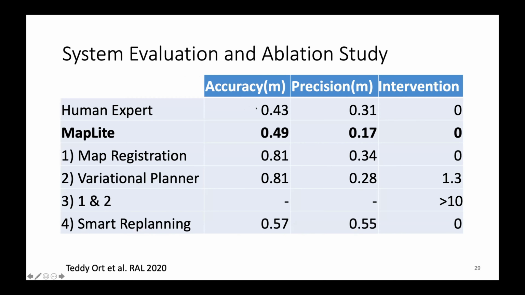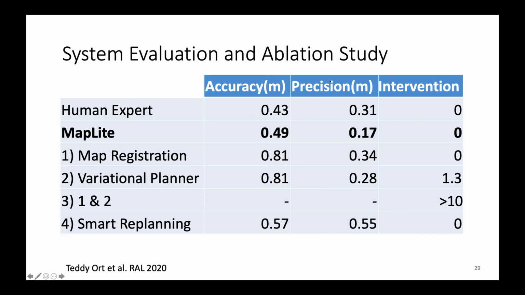So we evaluate a few variants. We evaluate a human expert, and we evaluate the MapLite system. And all of the rows below are the MapLite system without a few of these components. So we see that when you use the MapLite system, you do not need any human interventions, and you get a good enough accuracy. It's not as accurate as a human, but it's definitely more repeatable.